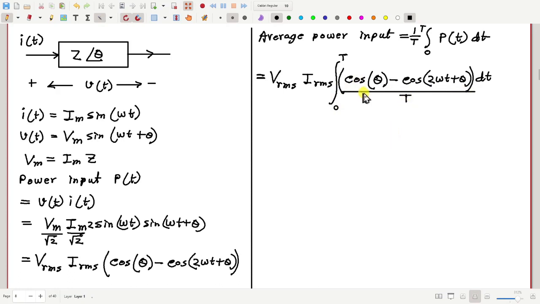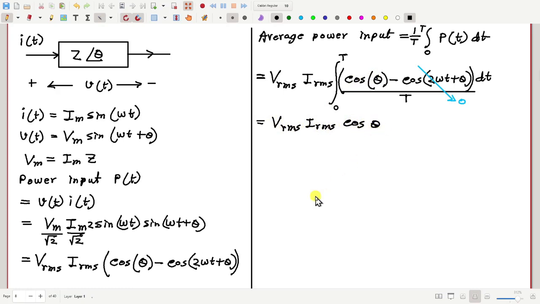Now inside the integration we have two terms. The second term is a function of time t. We have cosine 2 omega t. If you average a cosine function over a complete cycle, that will give you 0. So the second term will give you 0, and the first term, cos theta, is not a function of time. When you take the average, it is just a constant, so we will get VRMS IRMS into cos theta.